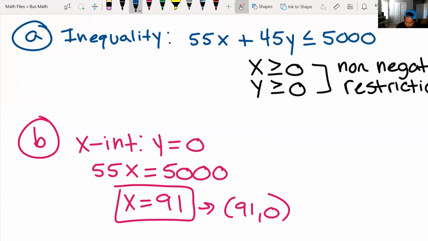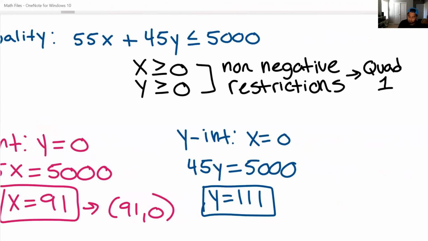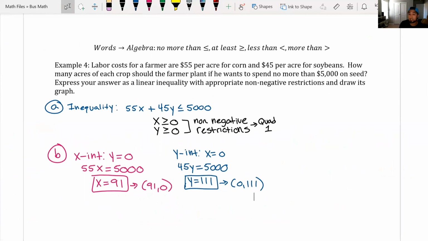Okay, and then find the Y-intercept, let x equal 0. And we'll have 45y equal to 5,000. Do 5,000 divided by 45. And we'll just get y equals 111 acres of soybean, right? And then convert 0, 111. Okay. Perfect. See, what type of lines are we going to have? Well, every inequality has a less than or equal to or a greater than or equal to. So all lines will be solid.